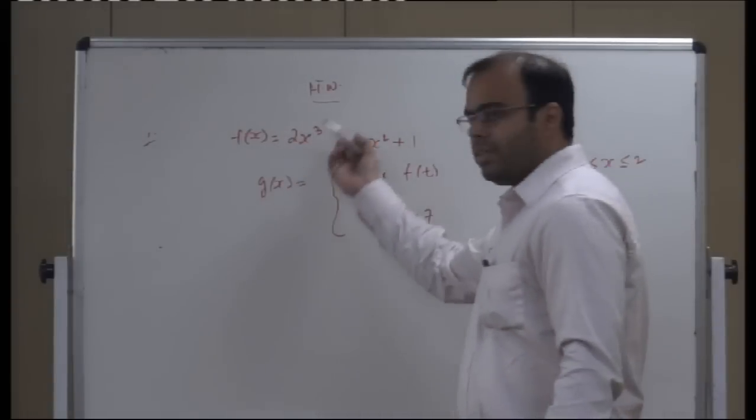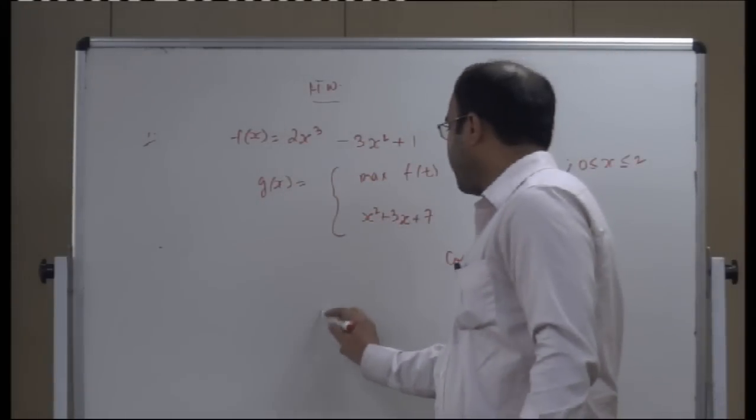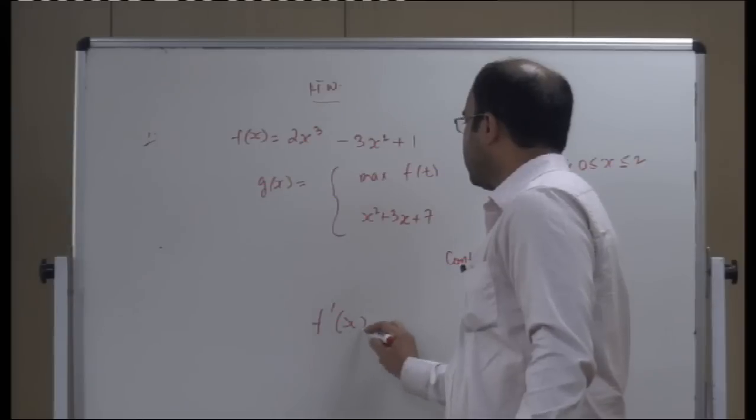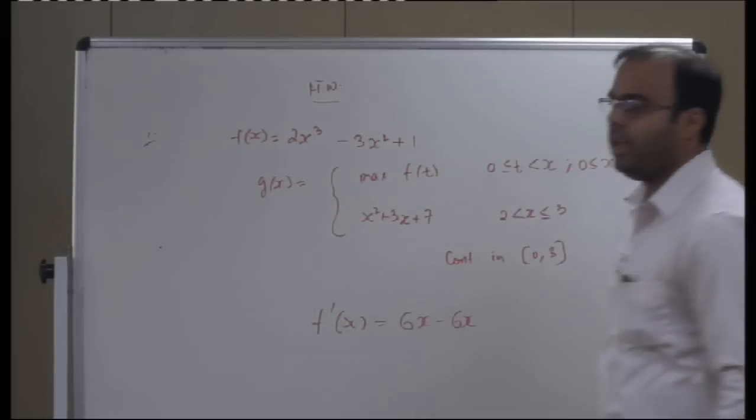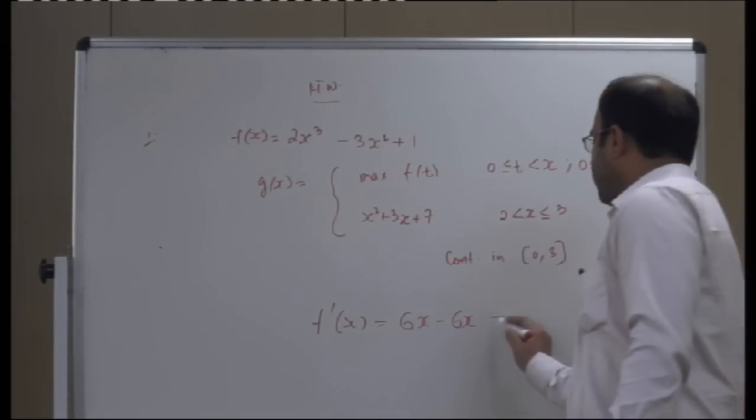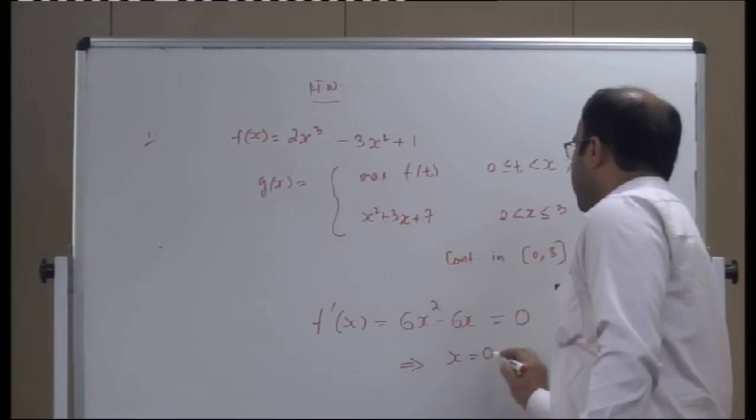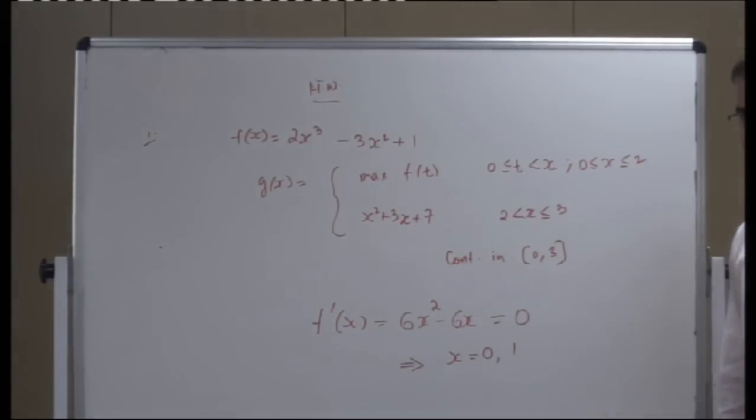Firstly, we will differentiate this function. This would become f'(x) = 6x² − 6x. And when we equate this derivative to 0, 6x² − 6x = 0, we get x is either 0 or 1. So these two are the critical points.